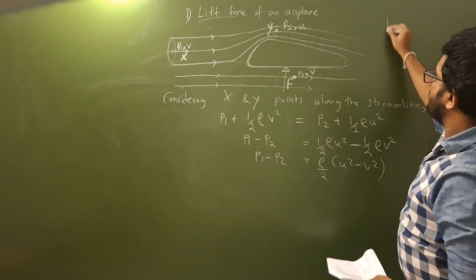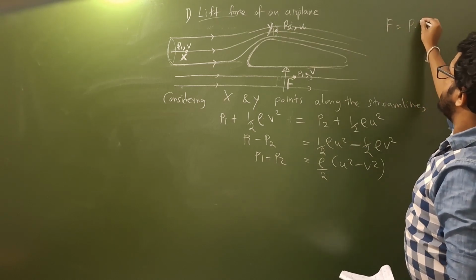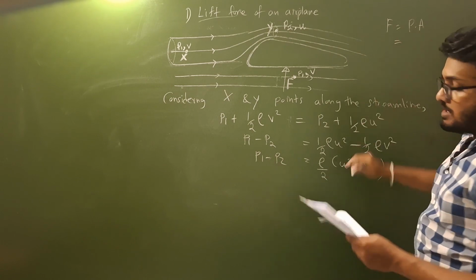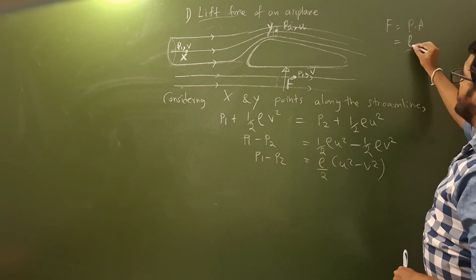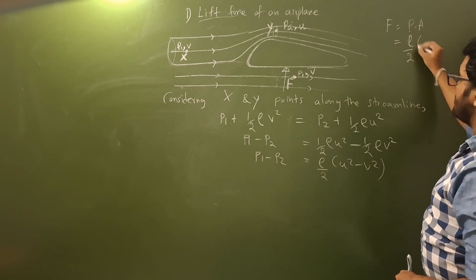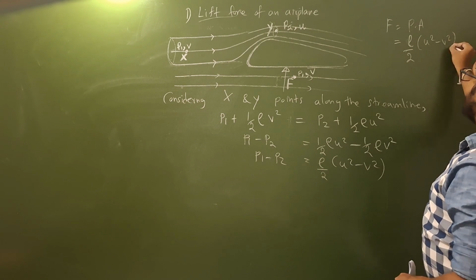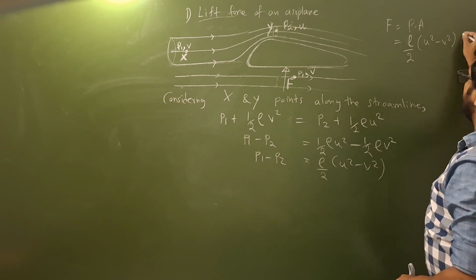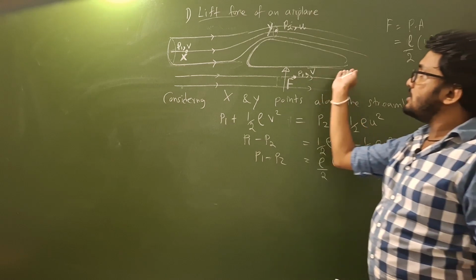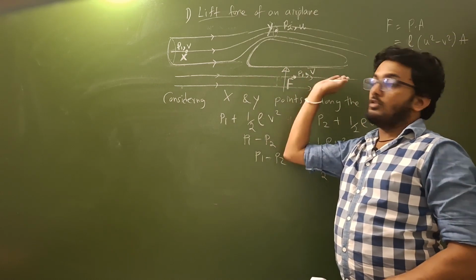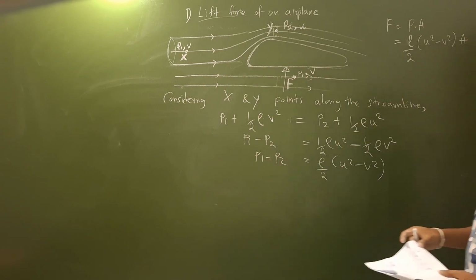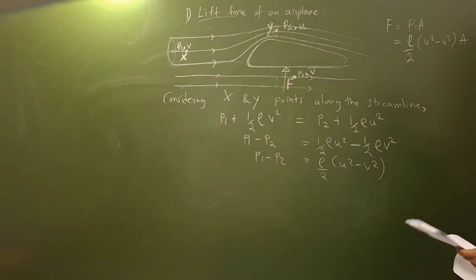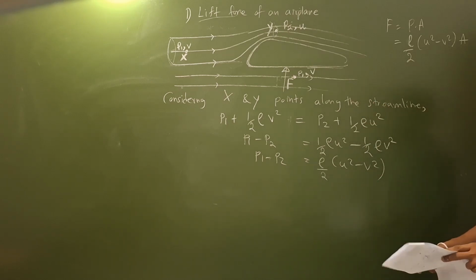How to take that force? Force equals pressure times area, right? Pressure is this one, rho over 2 times U squared minus V squared, and you have to multiply it by area. Area is actually the area of the base section, the area of the base, right? If we know the area, then we can take this product and find the magnitude of the force. Okay.